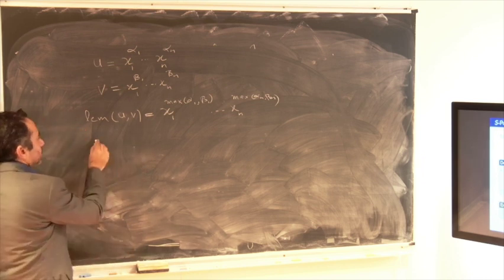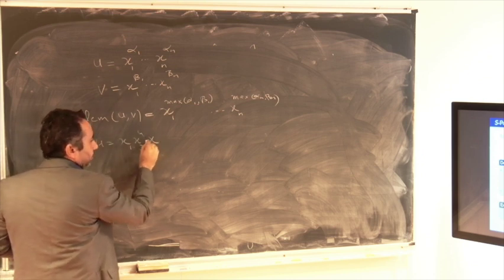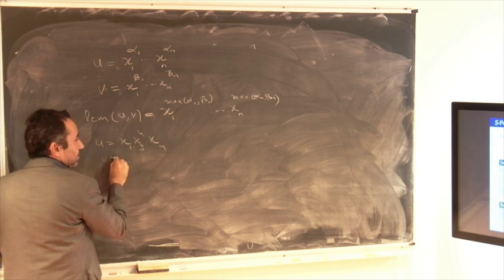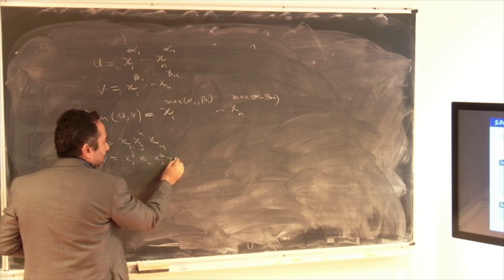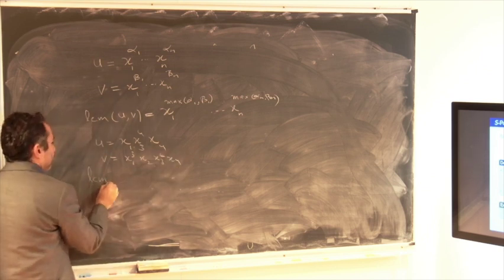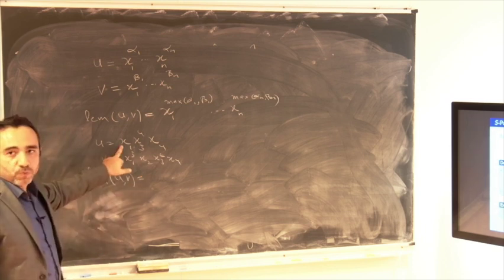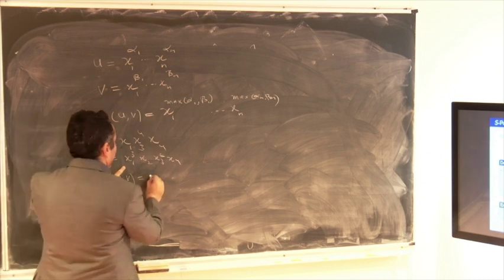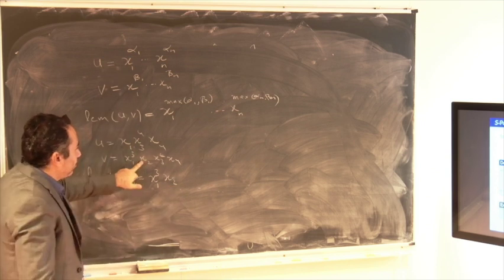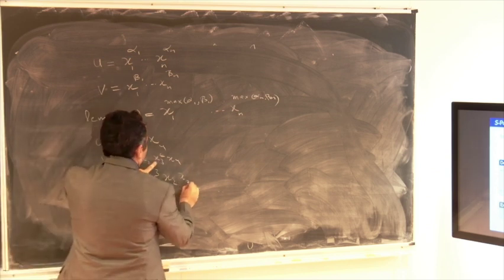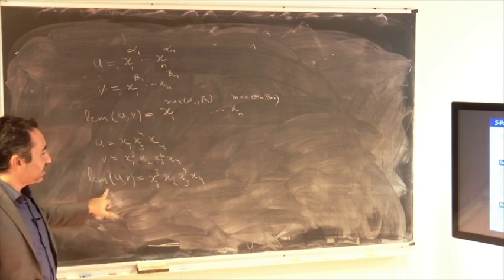For example, if u is equal to say x1 x3^4 x4, and v is equal to x1^3 x2 x3^2 x4, then what is the LCM of u and v? Here we have x1 power 1 and x1 power 3, so we choose the maximum one, x1 cube. For x2 we have powers 1 and 0. For x3 the powers are 2 and 4, so we choose 4, and for x4 the power is 1. So this is the LCM of u and v.